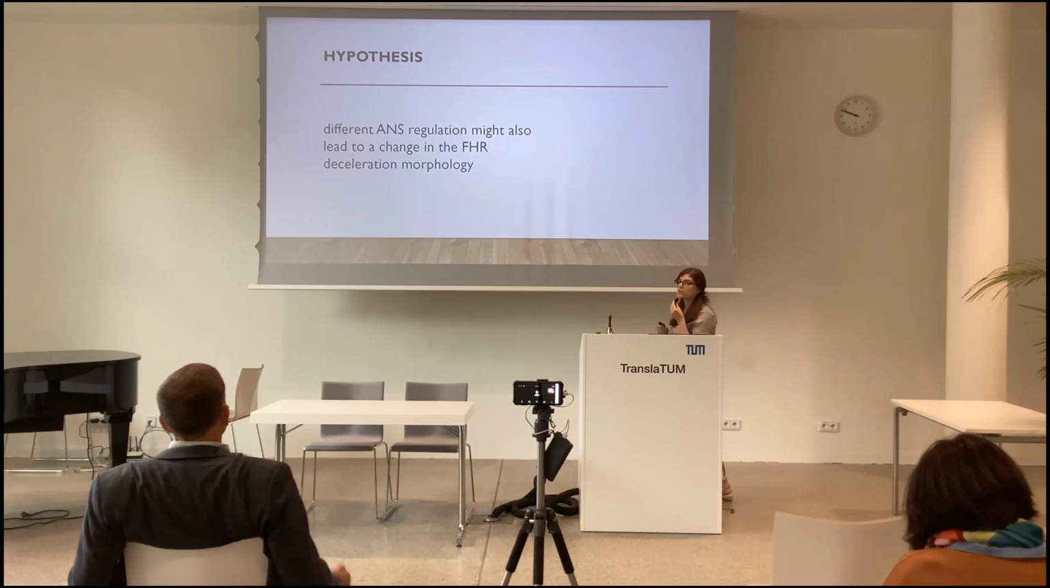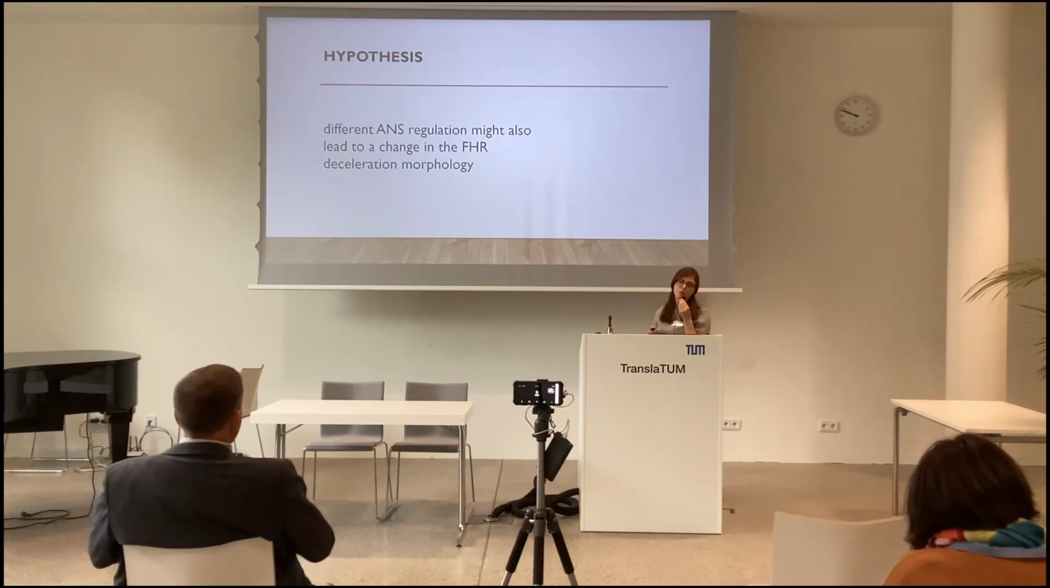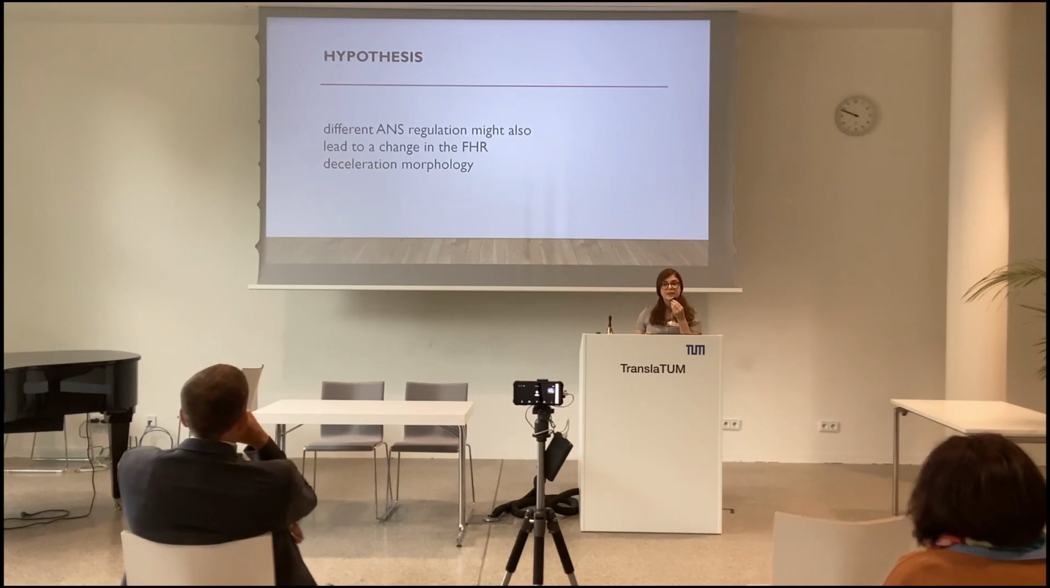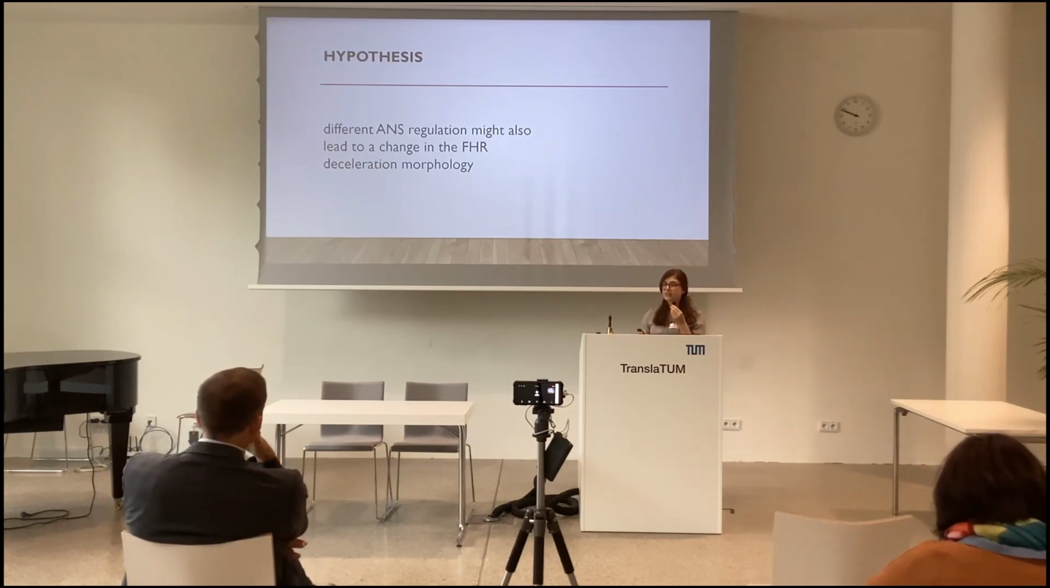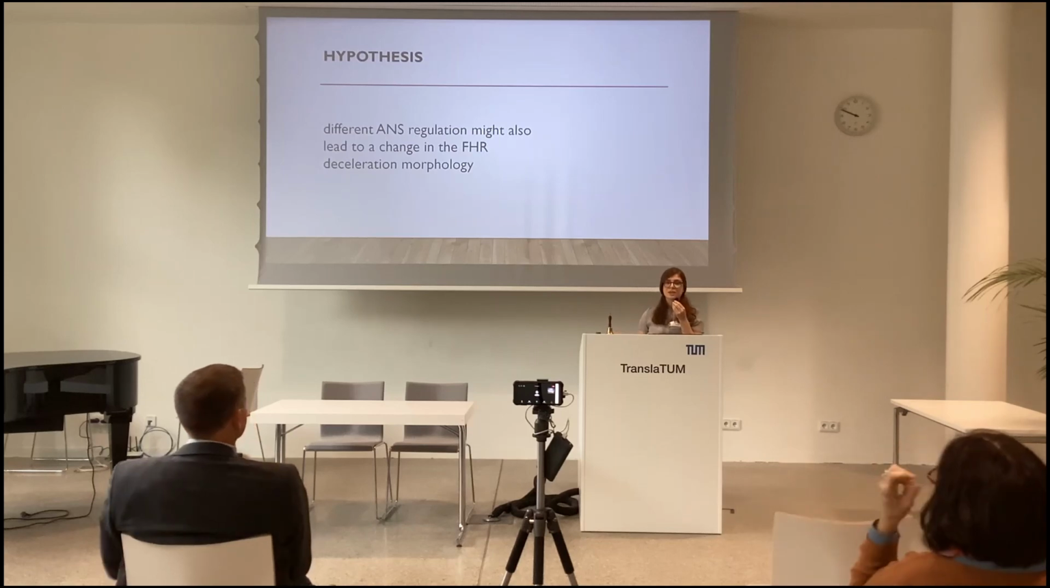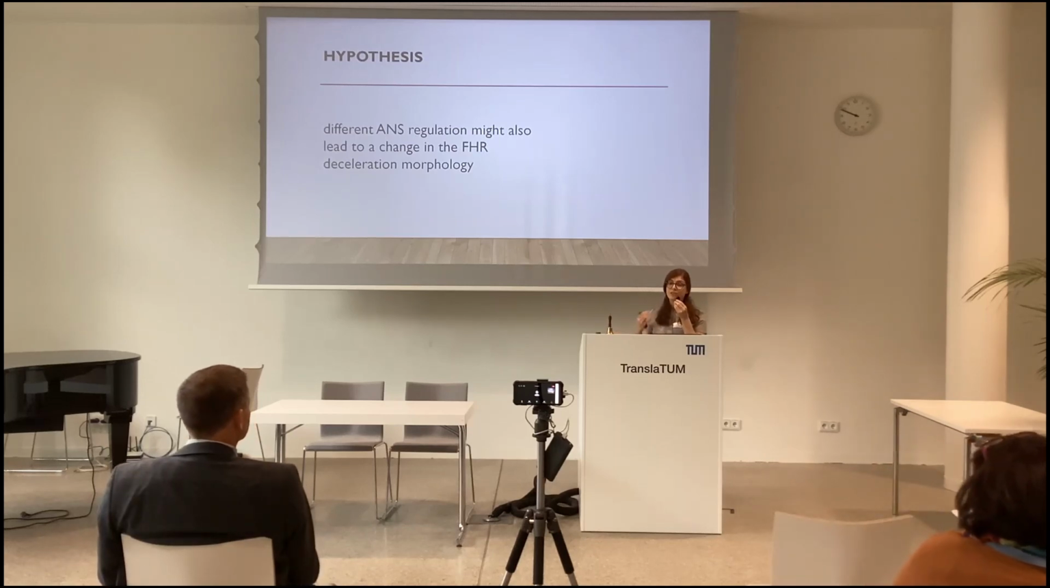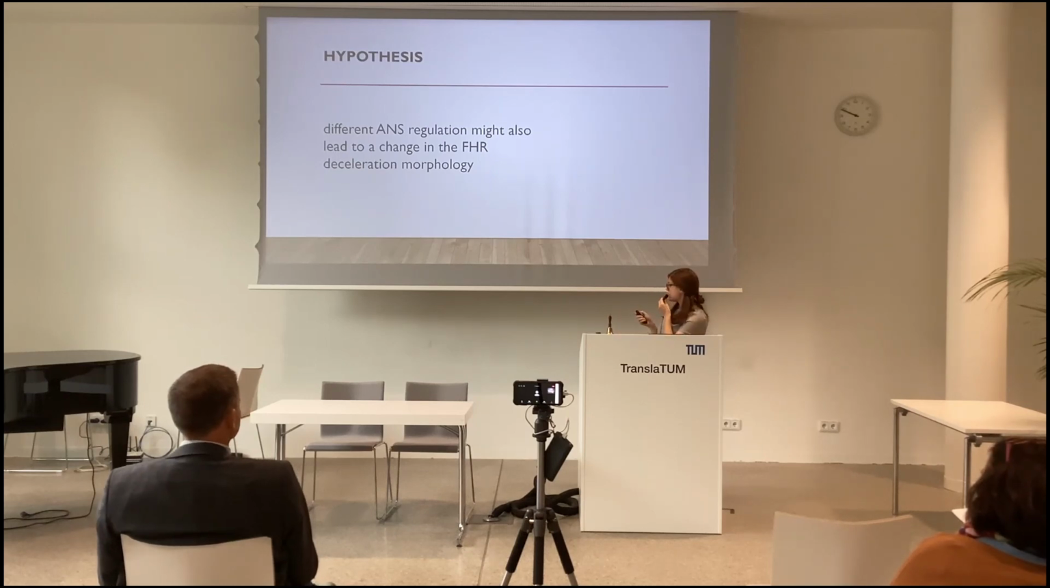But what was the rationale of our study? We know that during labor, uterine contraction triggers the response of the autonomic nervous system of the fetus, producing the deceleration. But under chronic hypoxia, the autonomic nervous system is known to regulate the fetal heart rate differently. So, different autonomic nervous system regulation might also lead to a change in the deceleration morphology.